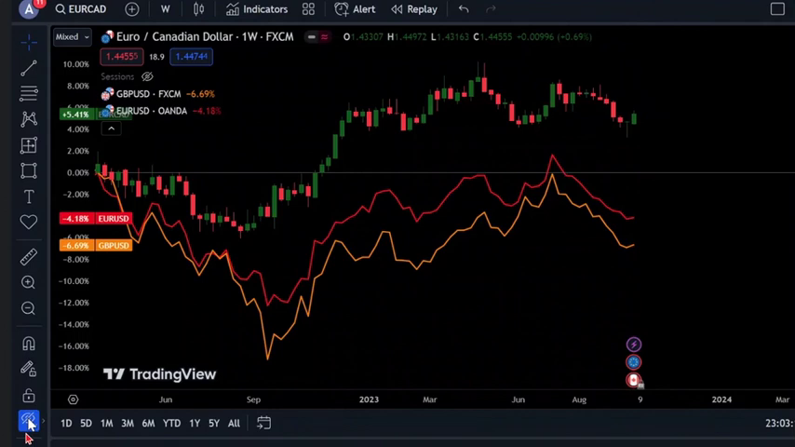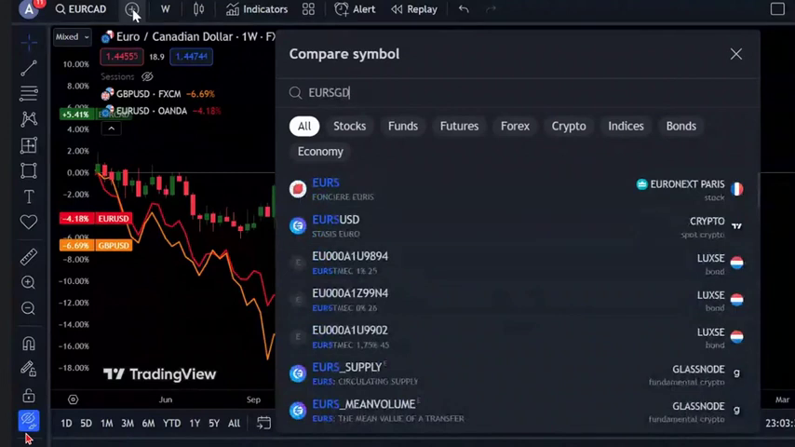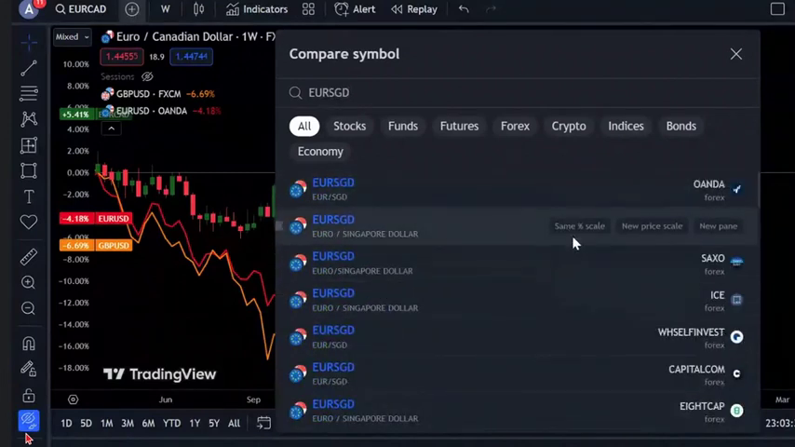So now what I want to do is pull out Euro SGD, because that was the next one. So go ahead and click on the plus sign and type in Euro SGD and see what we see on that. Because remember, they're all supposed to move similar. Euro SGD. Now we're just on a weekly chart. We haven't gone to the daily or the 4 hour yet.